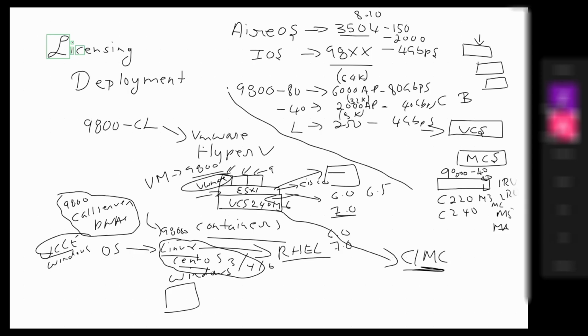Even you can install this on Dell servers also. Instead of using UCS, you can use Dell, but it should support the hardware specifications of the VM. It should match those specifications. Then you can install it on the Dell servers also. That's how you can install it on virtualization. And also, you can install the 9800 in the cloud platform as well.